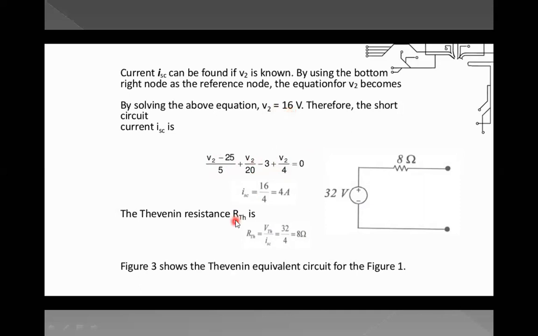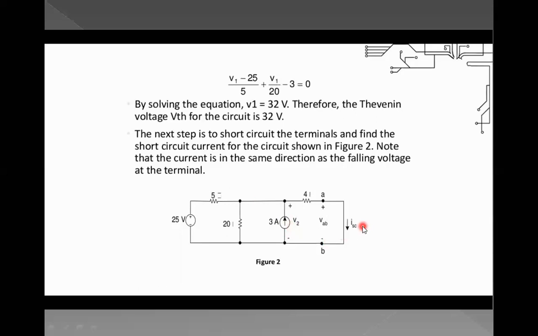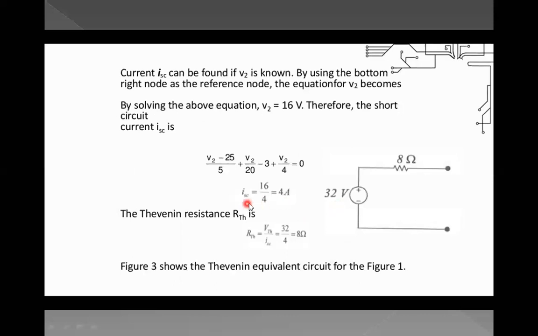So what is the short circuit current now? From here, ISC will be equal to what? V2 by 4. We got V2 as 16 volts, so 16 by 4 is 4. So ISC is equal to 4 amps.